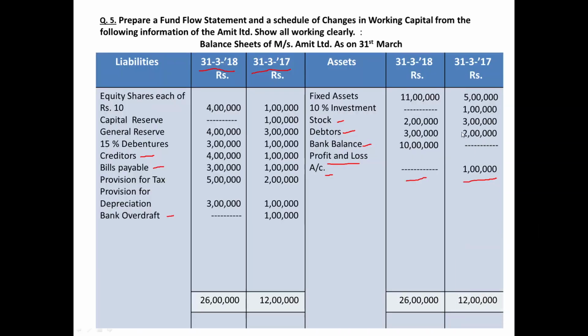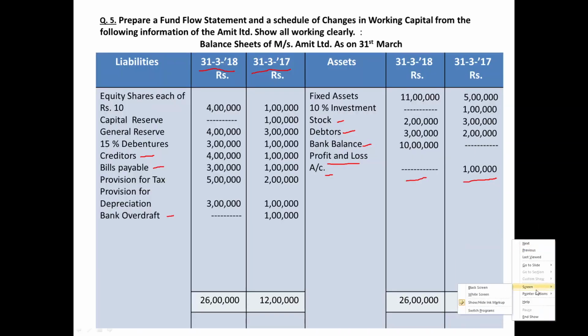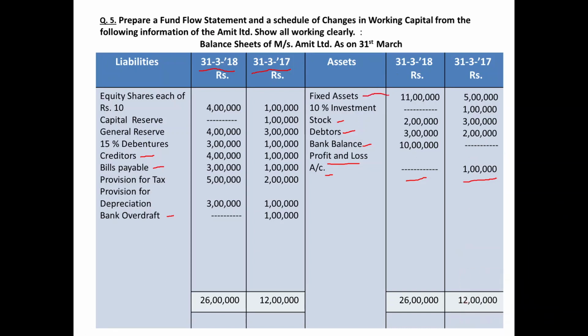Fixed assets, very first item. On the asset side and on the liability side, provision for depreciation. See, provision for depreciation. It means the company follows the depreciation fund system for this fixed asset.